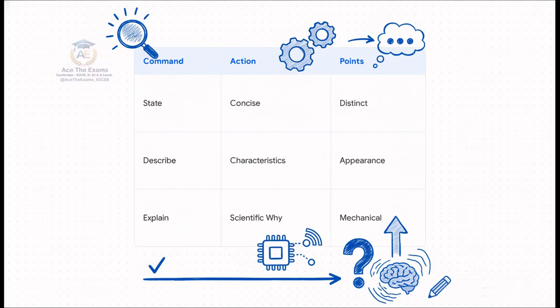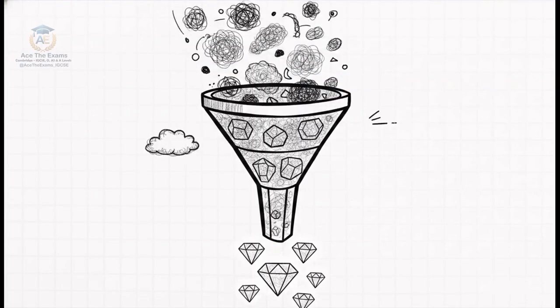But when the prompt commands you to explain, that is the ultimate test. It requires the actual scientific why and how. You can't just say what is happening, you literally have to prove you know the underlying mechanical reality of why it's happening.